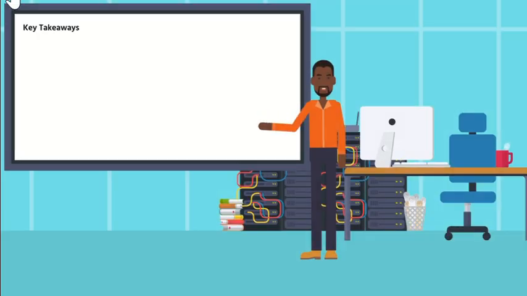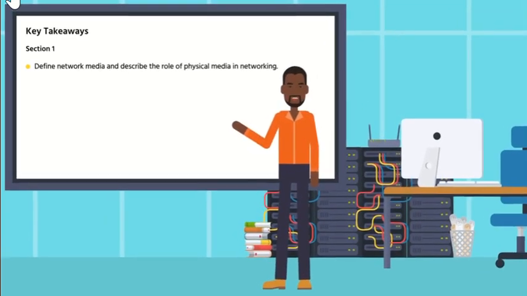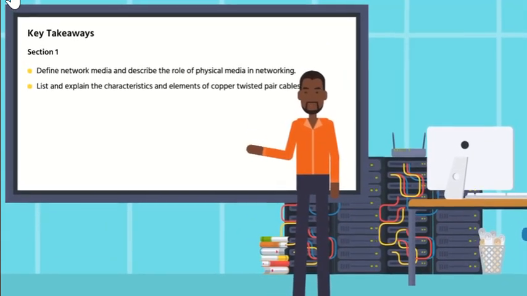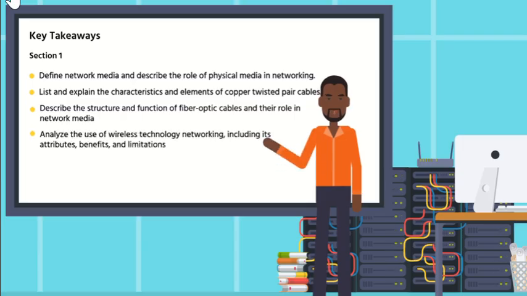You've reached the end of Section 1. In this module, we define network media, describe the role of physical media, and explain the characteristics and elements of copper twisted pair cables. We also describe the structure and function of fiber optic cables and their role in network media. Lastly, we reviewed the benefits and limitations of wireless technology.